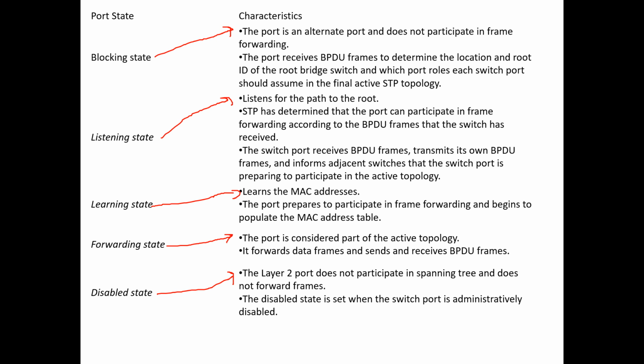When the switch is in forwarding state, now the switch is considered a part of the active topology, and it can forward data frames and send and receive BPDU frames. And there is one more state that is called disabled state. The layer 2 port does not participate in spanning tree and does not forward frames. The disabled state is when the switch port is administratively disabled. In case we have given the shutdown command for any port, that port will never participate in spanning tree election, right? It will never learn anything from that port.